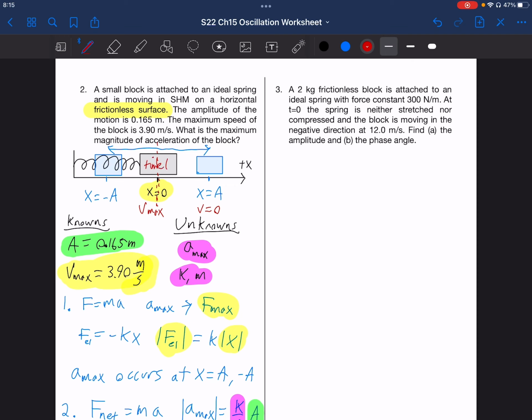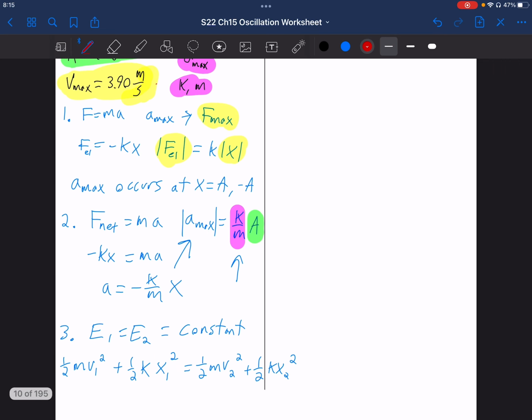Because I know something key about that location: I know the position is 0, and I know the max velocity. So I know a lot about that time. And then I can pick this to be time 2, because I know the position is A, and I know the velocity at that moment is 0. So I know a lot of key information about the energy at that location also. So I'll pick those two moments in time as my two times.